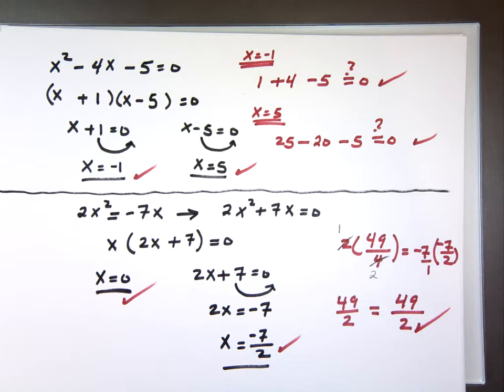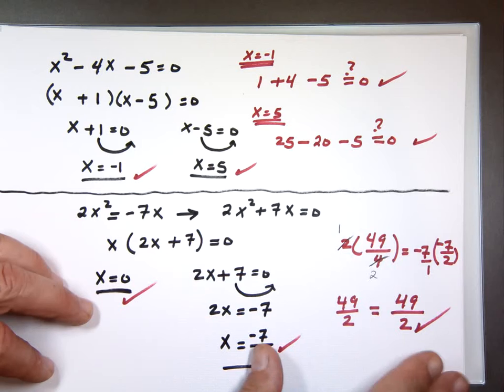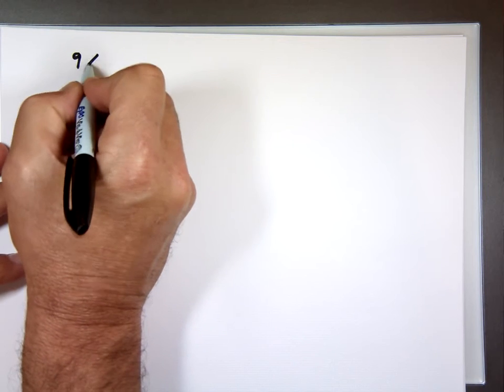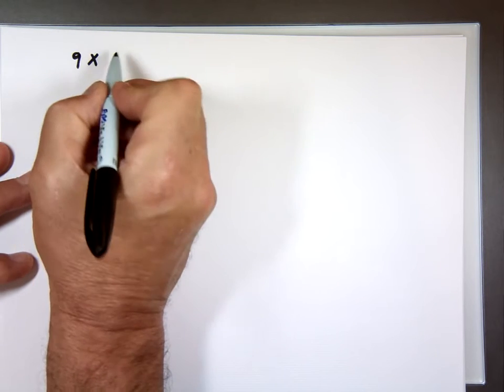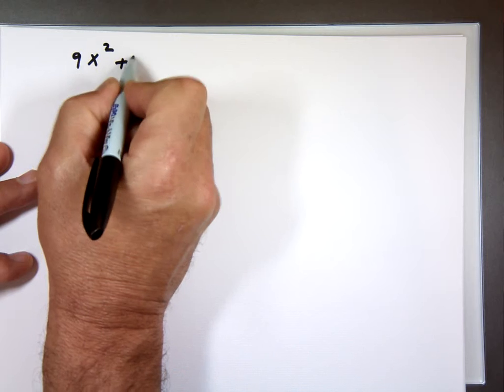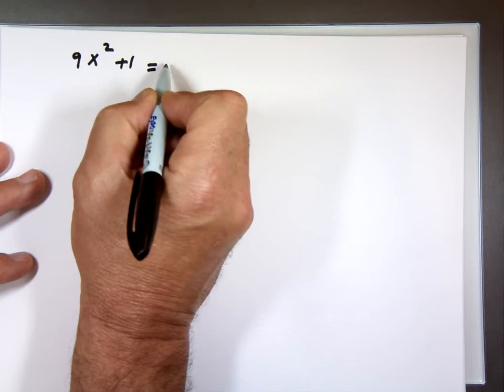Let's try a few more. Let's try this one. 9x squared plus 1 is equal to 6x.